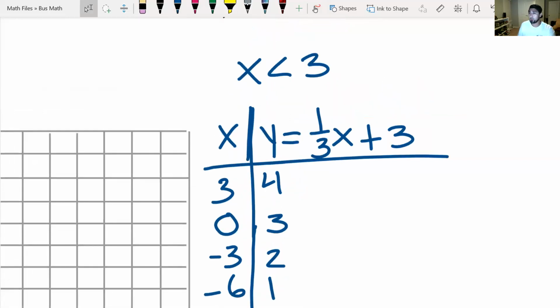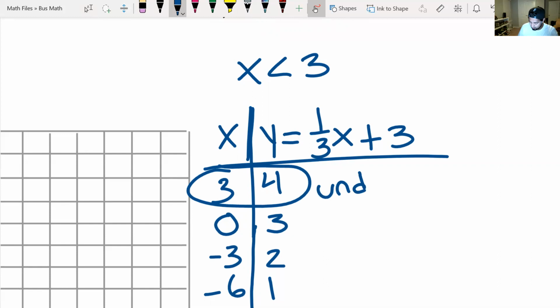Okay. But now, look at our restriction. It says x is less than 3, meaning, can I actually use 3? Does it say less than or equal to 3? No, it only says less than 3, which means since I can't technically use 3, this point is going to be undefined. Or better yet, when you plot an undefined point, it's going to be an open circle.